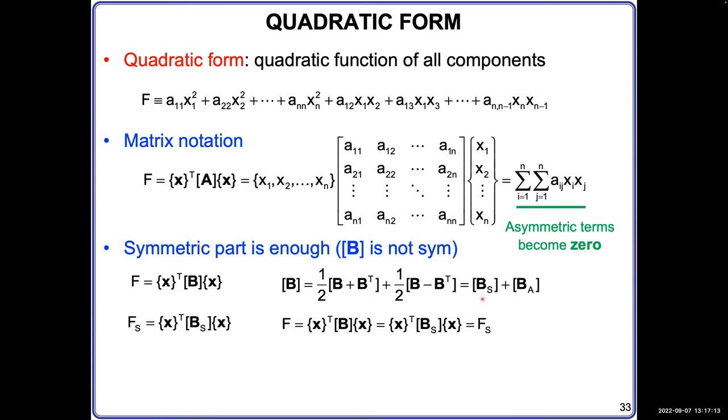Usually we write B subscript S, B symmetric. Do you guys follow me? Yeah, excellent. The second half is 1/2 (B minus B transpose).